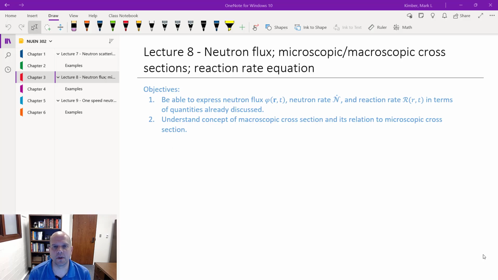Welcome to lecture number 8 in Neutron 302. Last lecture we talked a bit about scattering events. We took all of our expressions that helped us predict the kinetic energy of the products as a function of the energy of that incoming projectile.